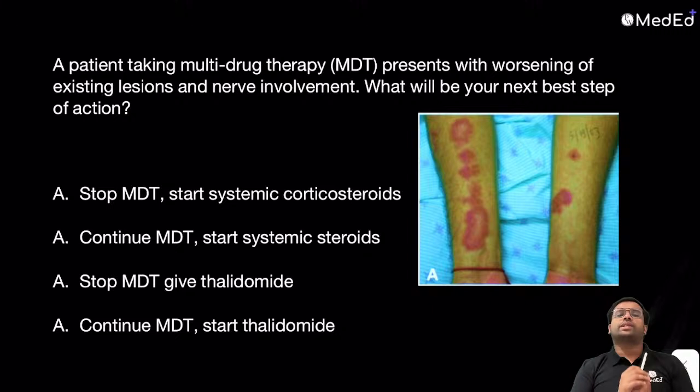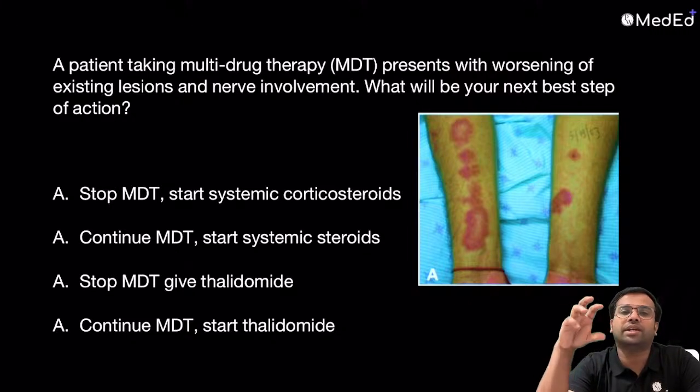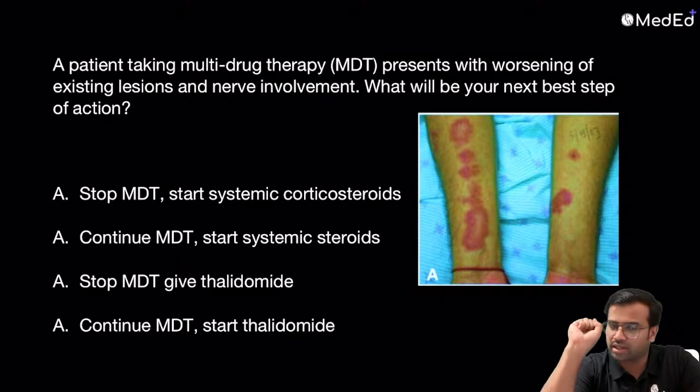A patient who is taking a multi-drug therapy presents with worsening of the existing skin lesions and nerve involvement. What will be your next best step of action? And they have given you some vague image as well. Now let us first see what the MCQ is like. There is someone who is taking a multi-drug therapy, which means multiple drugs are taken for some disease.